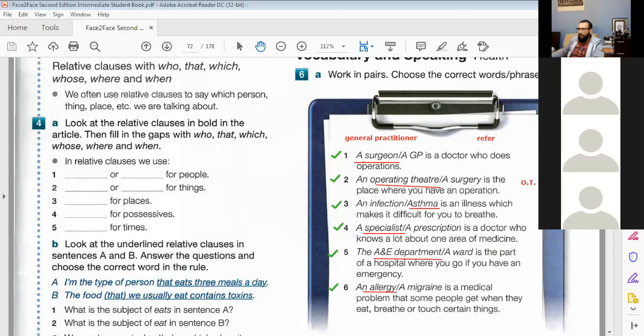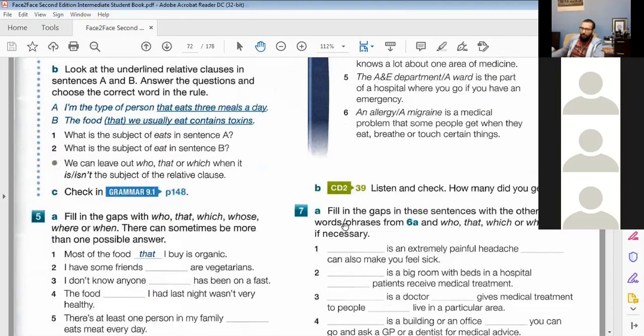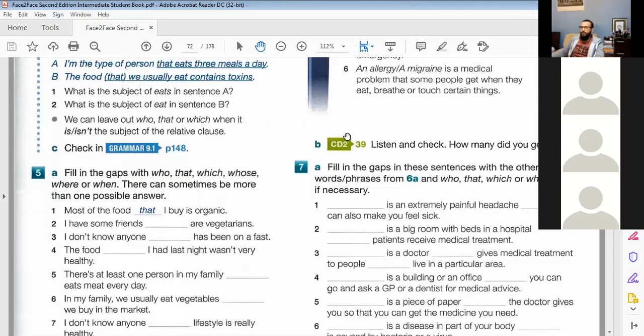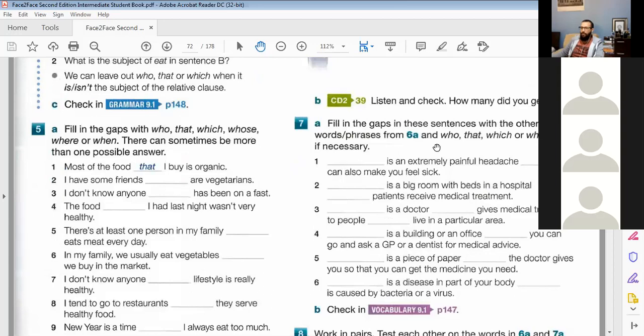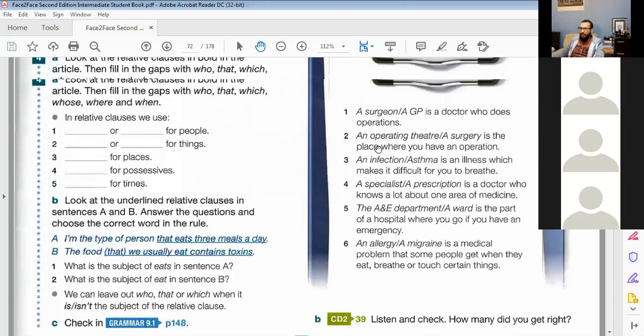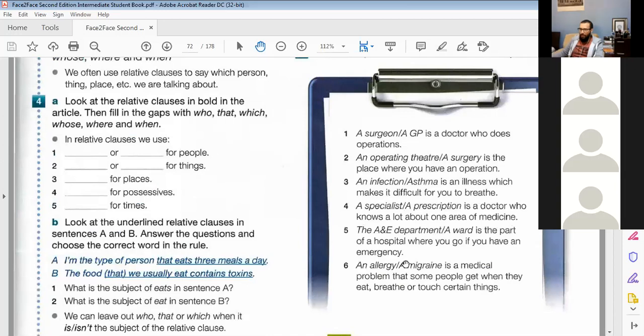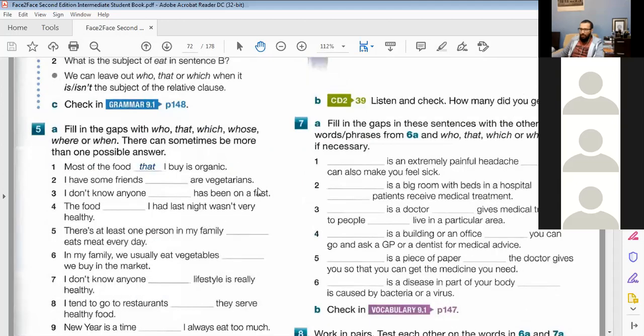All right, very nice. So this means all of our answers are correct. That's great. And we can take a look at our next exercise. In part B, question number 7, it says fill in the gaps in these sentences with words from 6a, and we also want to use the relative clauses. First of all, you have to write the disease or the medical problem. So we're going to choose from these words, and at the same time we need to use the relative pronouns.